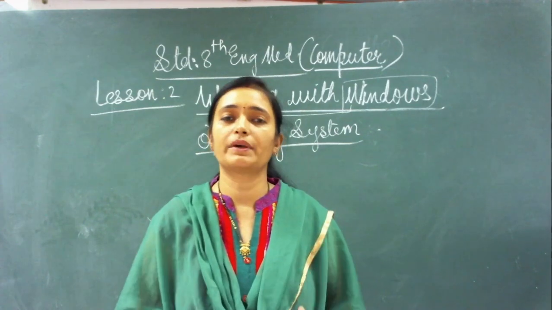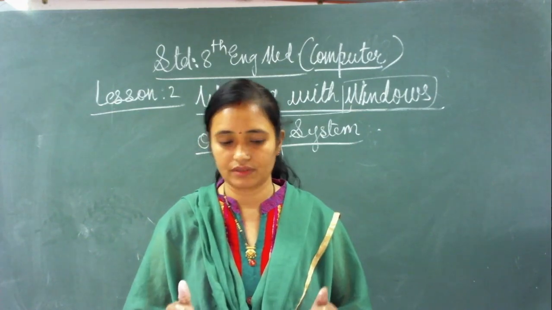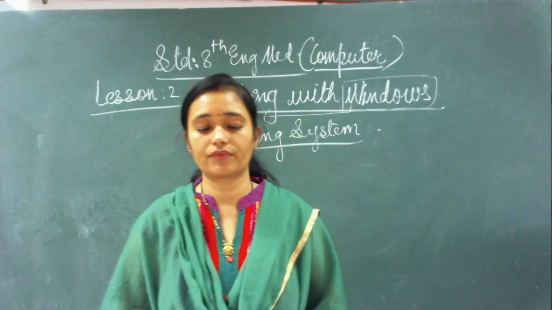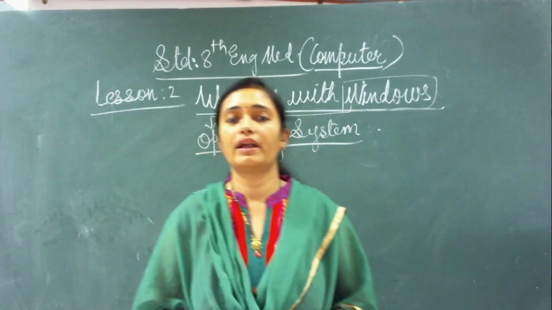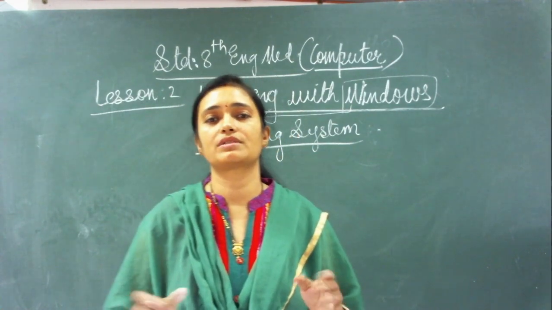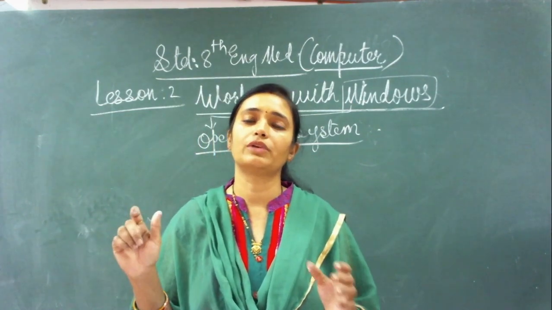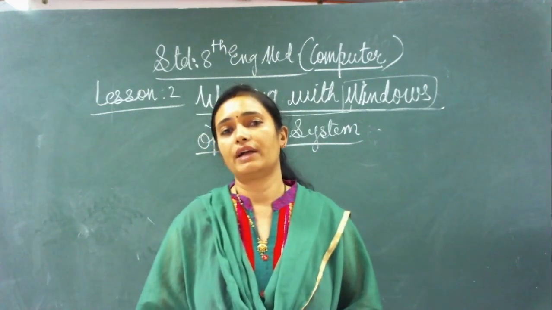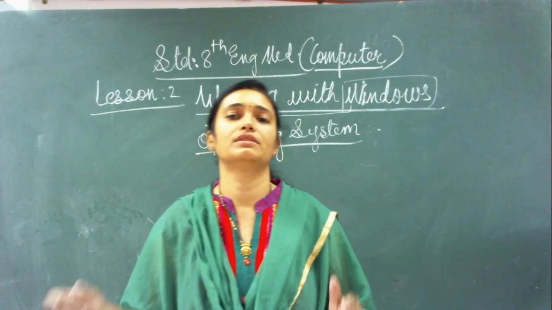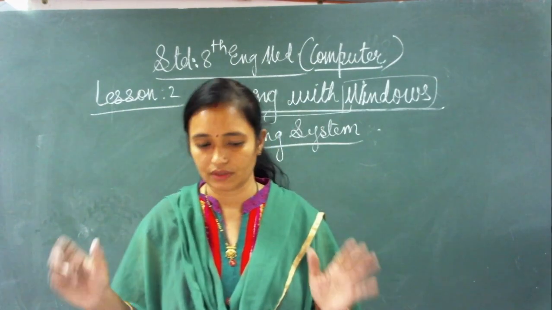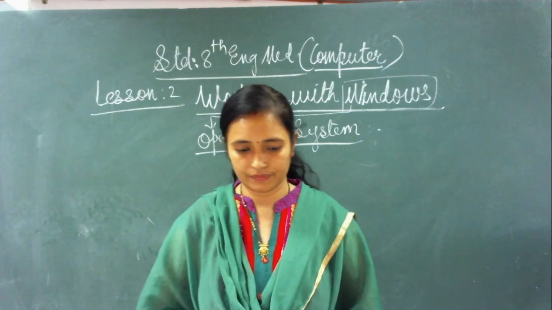Now what is operating system? Operating system is the system software, right? So it is the software, or we can say the set of programs that will run the computer system. In one sentence we can describe an operating system: an operating system is the set or series of programs that will run the computer. That will operate or run the computer system.